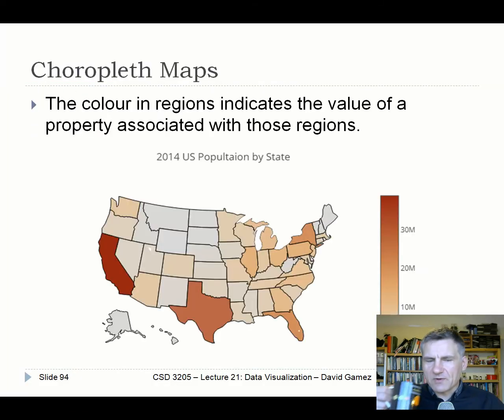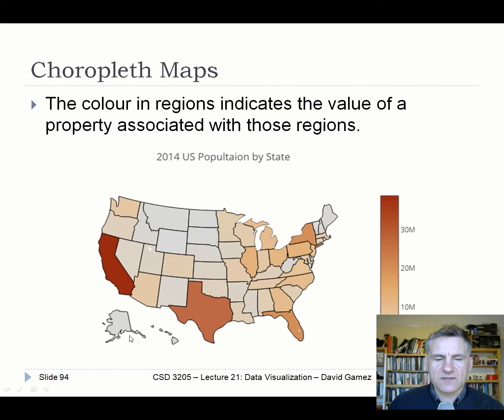So the last example I want to give you is a Choropleth map. In a Choropleth map, the color in the different regions indicates the value of a property associated with those regions. In this case, we're representing the population of a US state. Here the population is above 30 million, in California. And here, wherever that is, what's Florida, isn't it? So Florida has about 10 million, something like that, yeah?